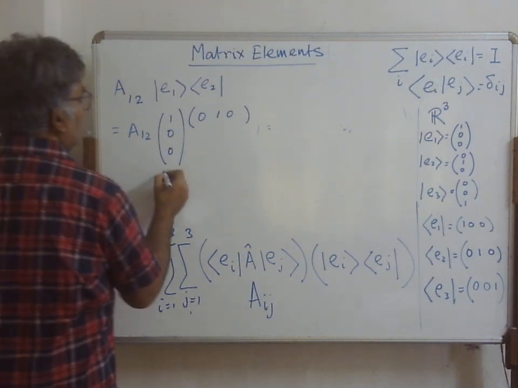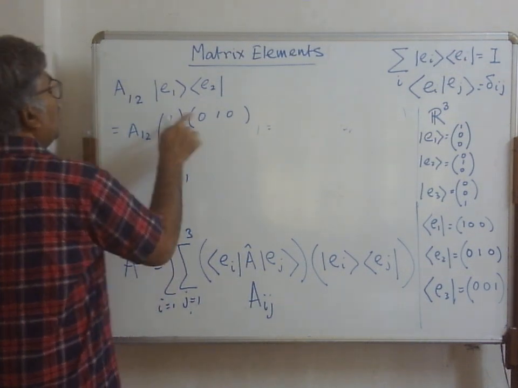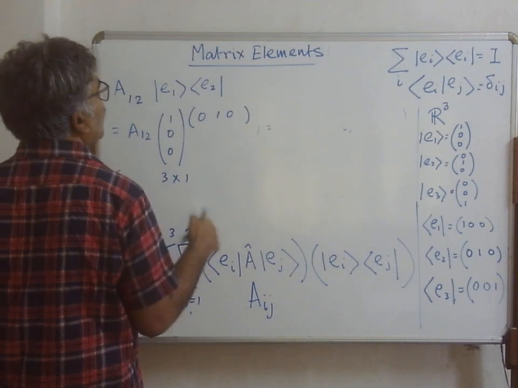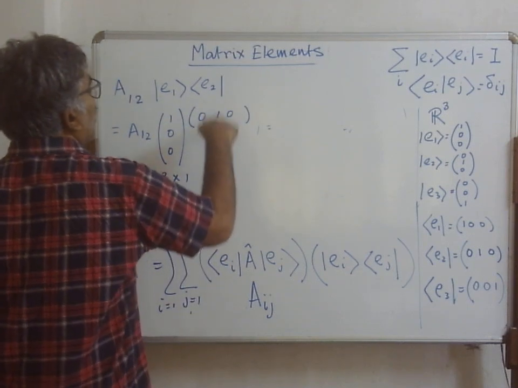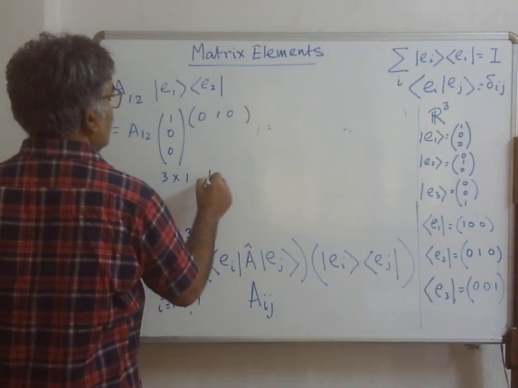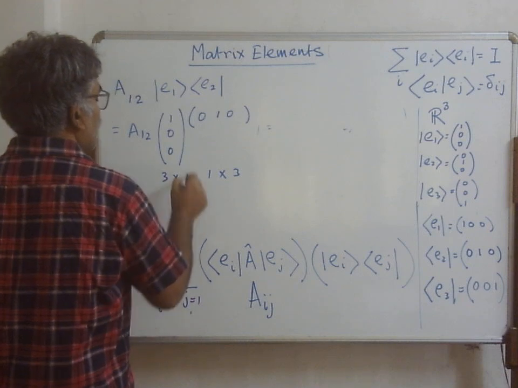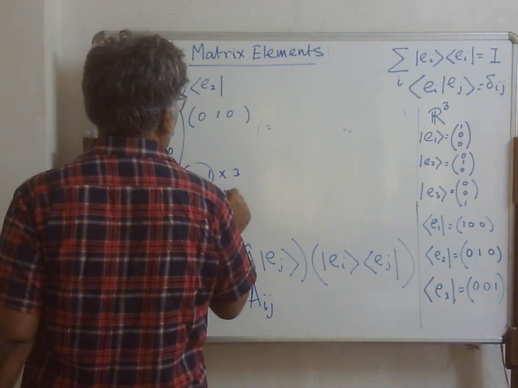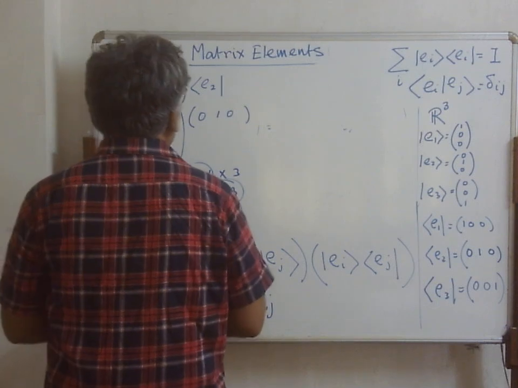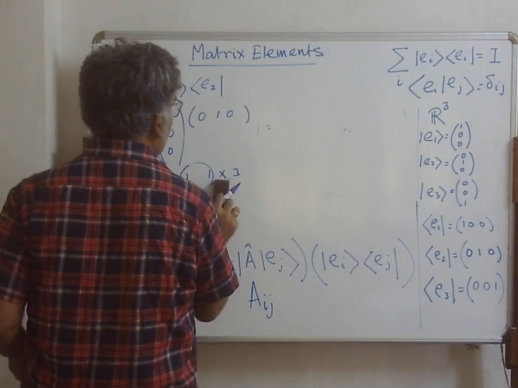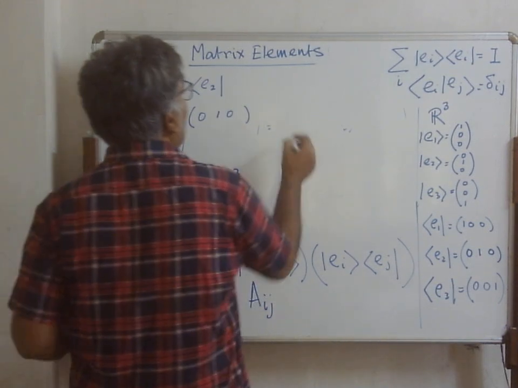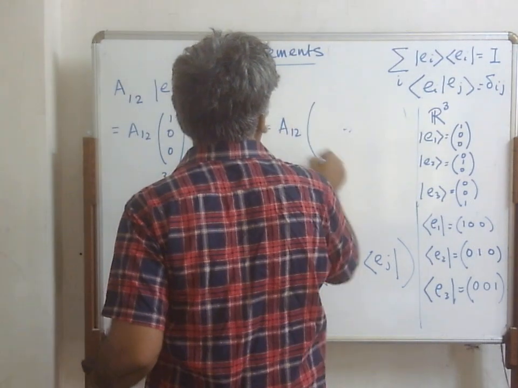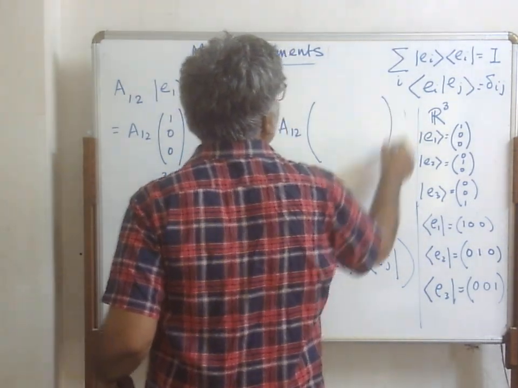Now, what's the dimension of this? This is 3 cross 1, so 3 rows and a single column. Here you have 3 columns and a single row, that means 1 cross 3. Now these two get contracted and you get a 3 cross 3 matrix. And what's the value of that matrix? This A12 will be in front. Leave it.